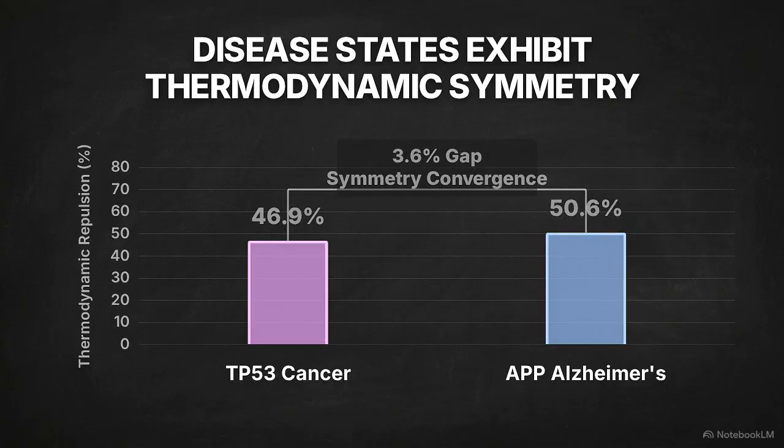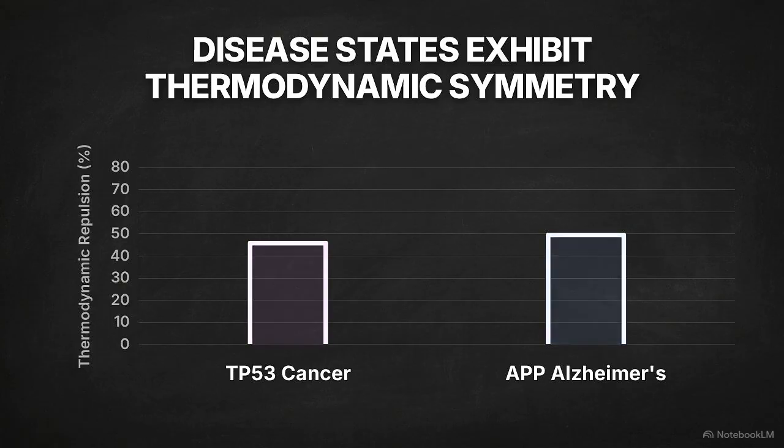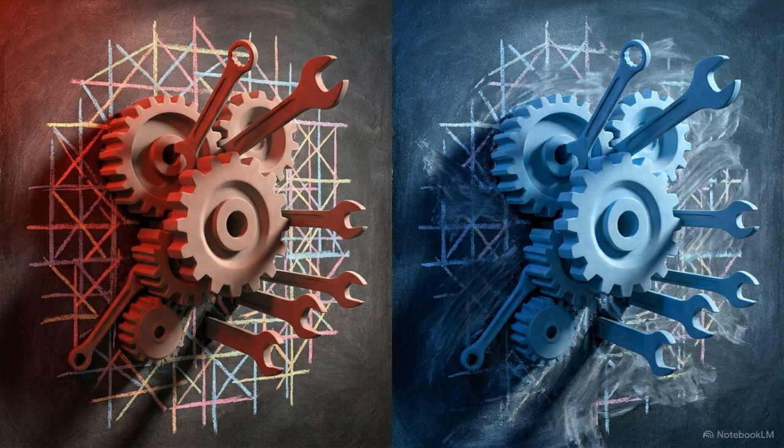Despite producing opposite physical outcomes, their underlying thermodynamic profiles are virtually symmetrical. This symmetry indicates a shared quantum mechanism. Both diseases utilize the same physical tools, but execute different scripts.